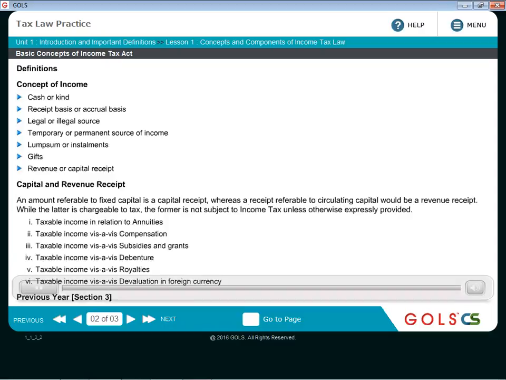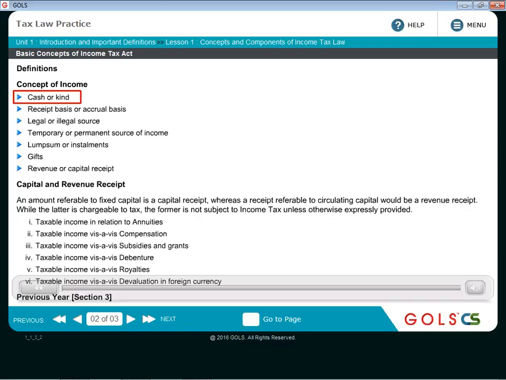Let us understand the concept of income. We have already seen that income is bifurcated into 5 different categories: salary, house property, business or profession, capital gains and other sources. But whenever we calculate income, certain basic fundamental questions have to be answered as to which income is taxable and which income is not taxable. For that purpose, the income tax law has clarified certain issues, which are as under.